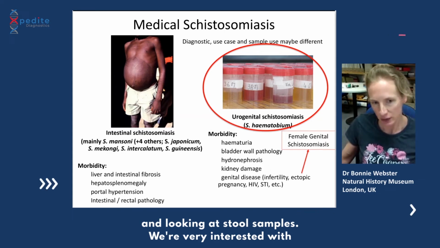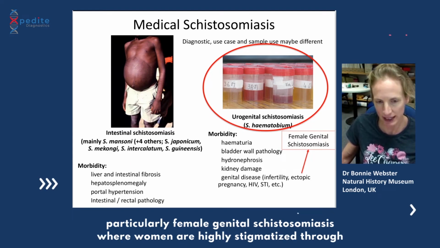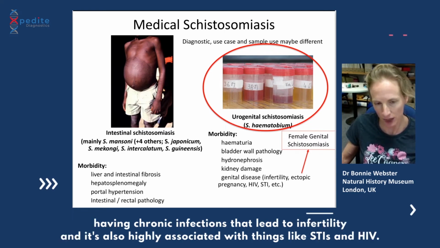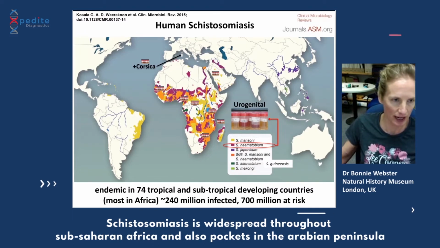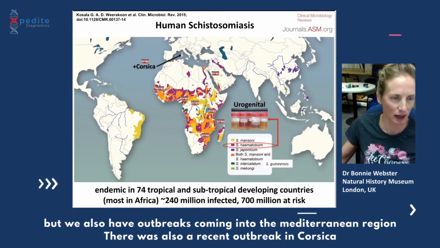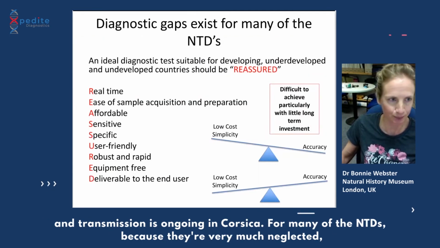We're also very interested in the morbidity characteristics of these infections known as genital schistosomiasis, particularly female genital schistosomiasis, where women are highly stigmatized through having chronic infections that lead to infertility. It's also highly associated with things like STIs and HIV. Urogenital schistosomiasis is widespread throughout Sub-Saharan Africa, and also in pockets in the Arabian Peninsula. But we also have outbreaks coming into the Mediterranean region. There was a recent outbreak in Corsica, and transmission is ongoing in Corsica.